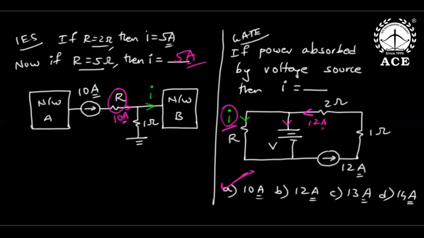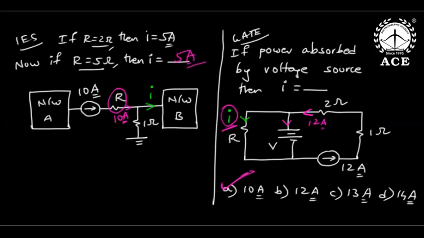It is an option-based question, sir. So clearly I is less than 12, which is 10 ampere. In the options, only one option is less than 12 amperes, so the answer is 10 ampere. It's a very simple but interesting bit. So here I am asking the question, what is I?